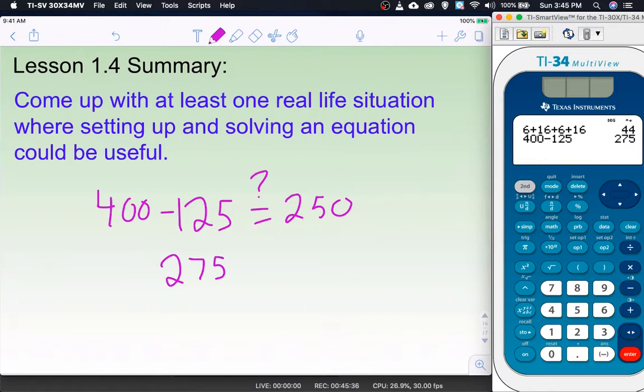It's used for all kinds of things. Anytime you're building something and you're measuring and you're calculating, that's a place you can use an equation. Anytime you're trying to budget and you're saying, well, do we have enough money for this? That's a place you can use an equation. Okay? So equations are used everywhere, and you're going to use them a lot in your life.